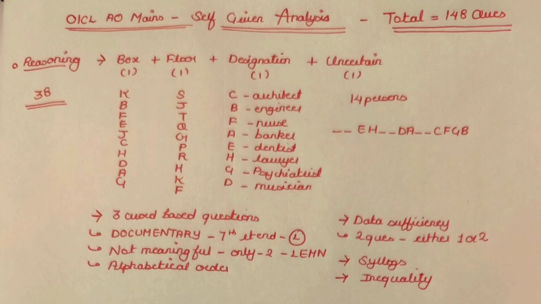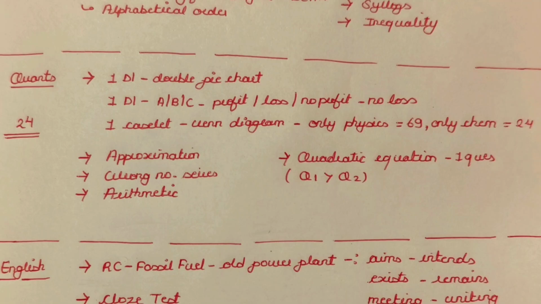Now let's move on to the next section, which is quants. In this, one double pie chart DI was asked. Total 3000 was given. Then another DI, 3 variables were given, A, B, C, and I think it was based on toys. And then another one caselet based on Venn diagram, and I could remember these 2 values, so I have written.